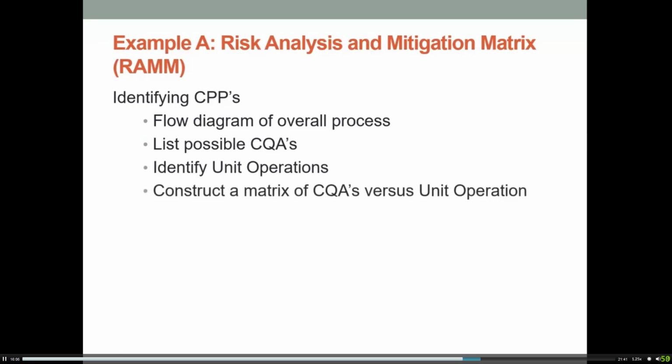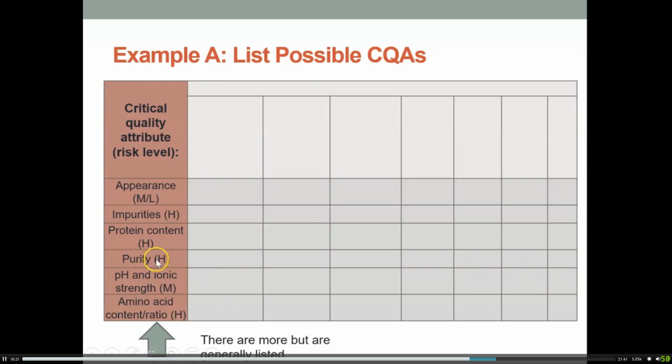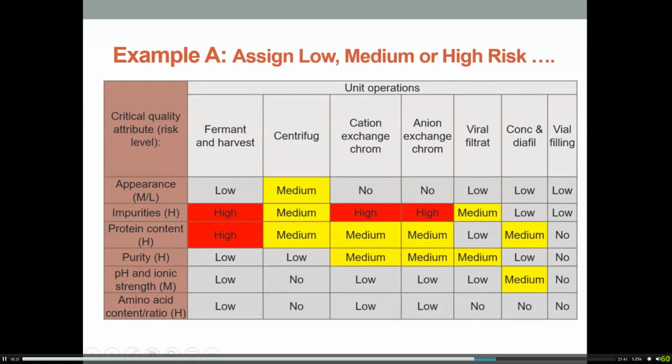We're going to construct a matrix of our CQAs versus our unit operations, and then we're going to assign a low, medium or high risk to those. When we're talking about risk, we're talking about risk to the patient of harm. So we've listed our CQAs. Again, there are more, but this is just for the example. Then we're going to list our unit operations across the top here. And then we're going to assign each one a low, medium or a high risk.